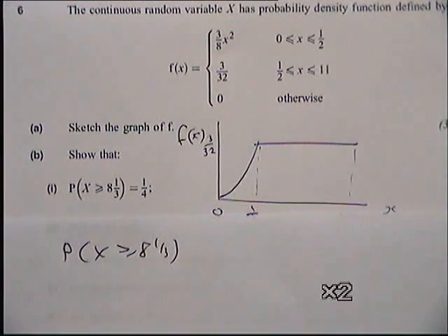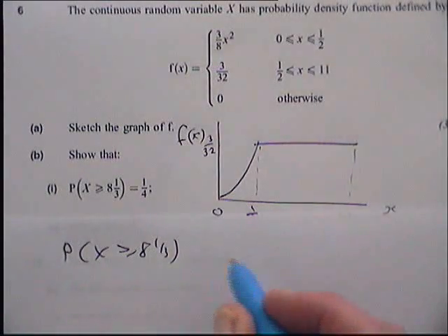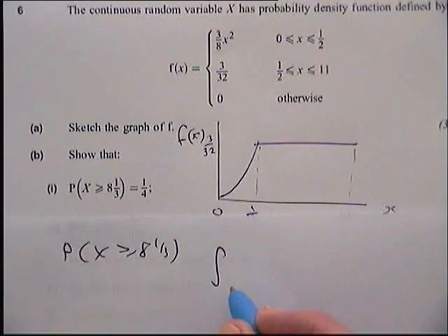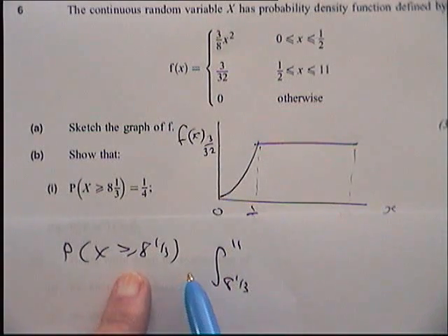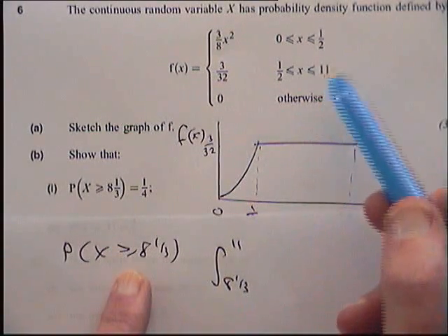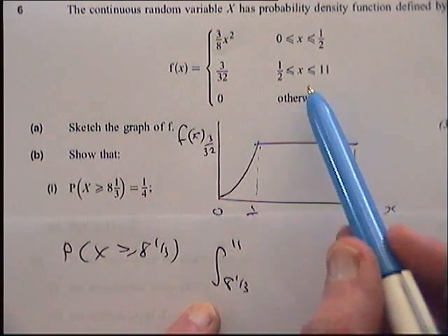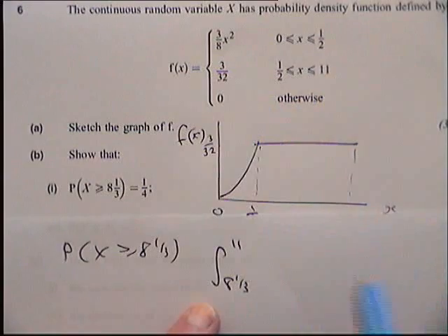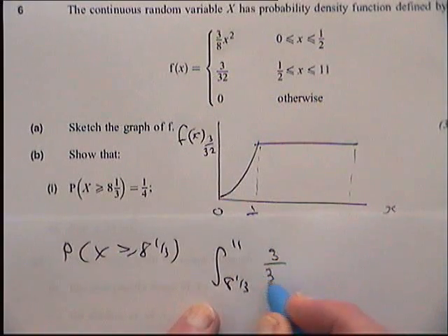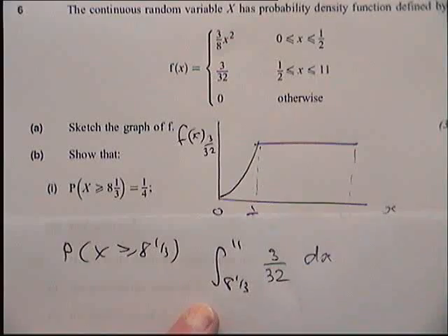And I'm going to ask first of all, Tom? You can just integrate between 8 and a third and 11 of 3 over 32, or just times 2 and 2/3 by 3 over 32. Okay, let's go with the first one. Because greater than 8 and a third is between 8 and a third and 11. So you're saying you can integrate your function. Now between 8 and a third and 11, the function is just 3 over 32. So you could just do that integral there. That's fine. That will give you the answer.